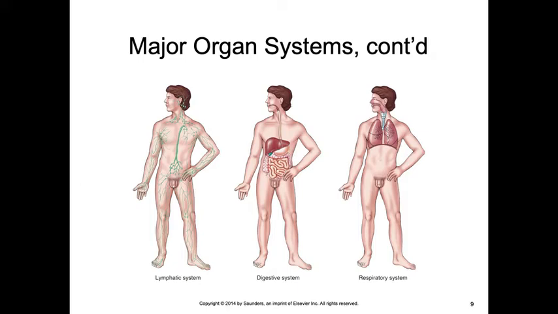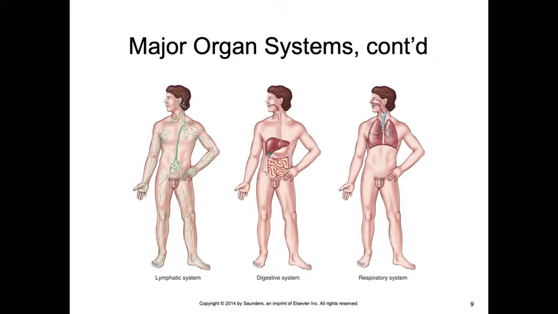Okay? The spleen is kind of a special part of the lymphatic system because instead of cleaning up the fluid between cells, it specifically cleans up our blood. So it removes pathogens from the blood, and it also helps to trap and recycle red blood cells when they wear out.